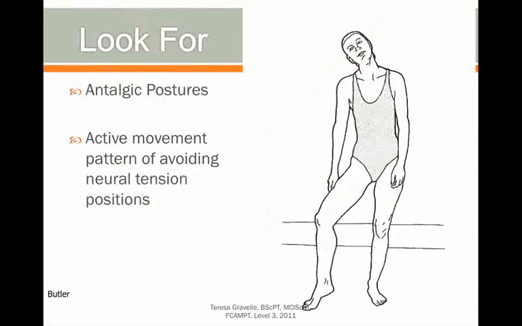If you have an acute patient, you definitely want to look for antalgic postures where they may be protecting a nerve root. They could be in an anti-tension position where they may have the shoulder girdle elevated and the forearm in pronation if, for example, it was a median nerve that they were trying to protect.